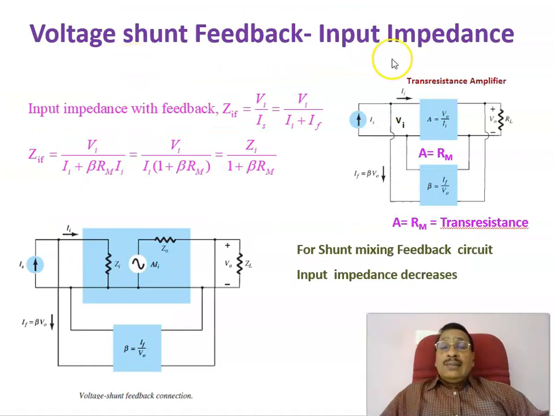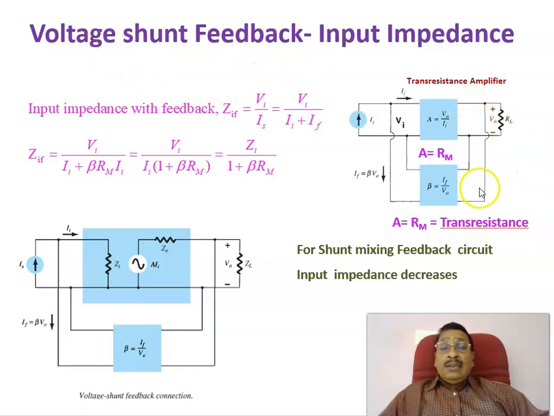Now let us derive the input impedance for a shunt mixing. That is, you are mixing the current at the input side. Previously we have seen voltage mixing, or series mixing. In this case, you are feeding back the current. It's called shunt mixing. How does the input impedance vary? Generally I can tell that input impedance reduces in the case of shunt mixing or shunt feedback. And here also it is a voltage shunt feedback.